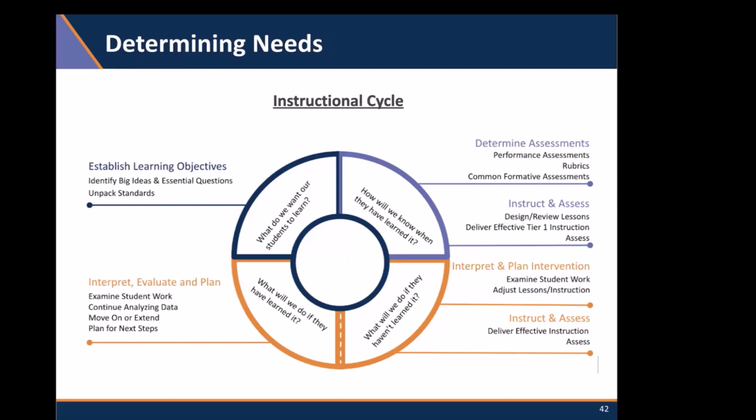So what do we want our students to learn? We need to make sure that we are establishing those learning objectives. We determine the standard that we want our students to focus on. We need to make sure that we unpack that standard so we really understand exactly what that standard is asking our students. We need to write down essential questions and identify any big ideas within that.